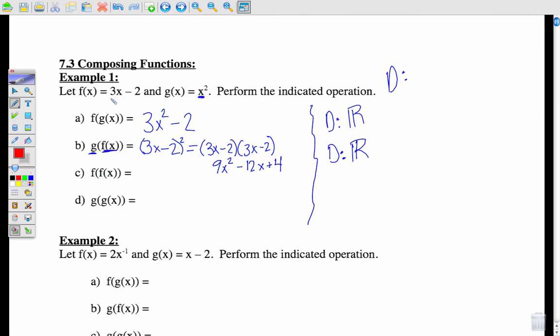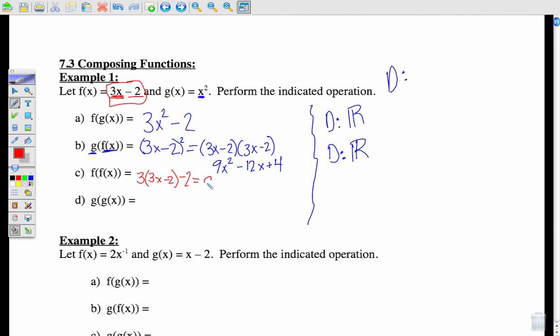All right, next one, let's do f of f of x. That means that I start here and I start writing. Okay, so I have a 3. Everywhere I see an x, I'm going to put this entire thing right there. So I'm going to go f, and then 3x minus 2, and then I still have this minus 2 on the back, minus 2.